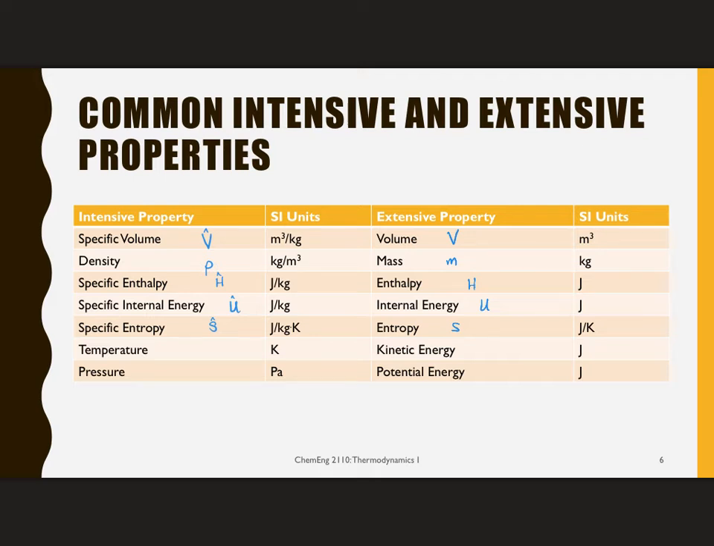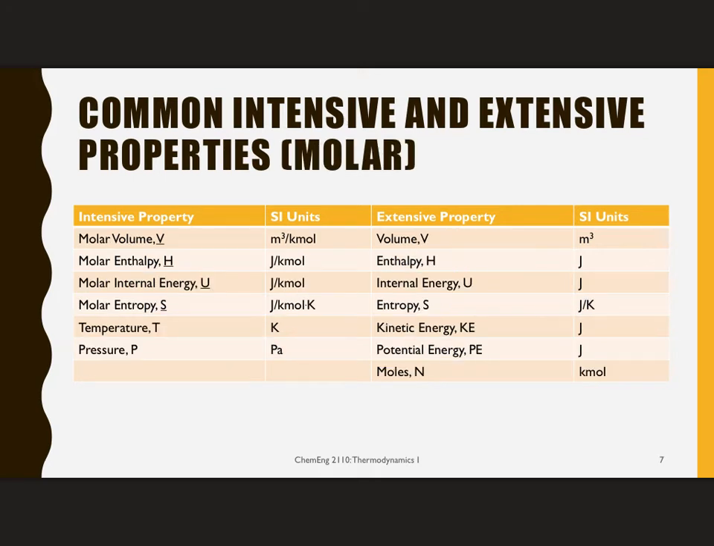We also have intensive properties, temperature and pressure, and we could have kinetic energy and potential energy. And this is our complete set of properties. If we wanted to do these in a molar sense, per mole instead of per gram or kilogram, we would use an underscore to represent the molar volume, molar enthalpy, molar internal energy, and molar entropy.